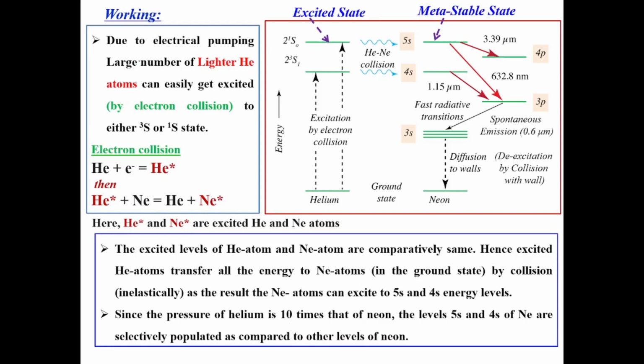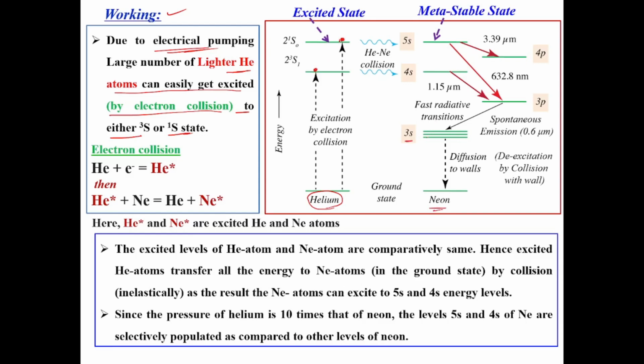Now we are going to go for the working. Due to electrical pumping, as I told you, which one is the lighter? The lighter is obviously helium. The helium atom easily gets excited by electron collision to either the 3s or 1s state. So the helium atom, as it is lighter, due to pumping by the electrical method, is excited to either this state or this state. Now we are going to consider neon atoms and their corresponding energy levels.